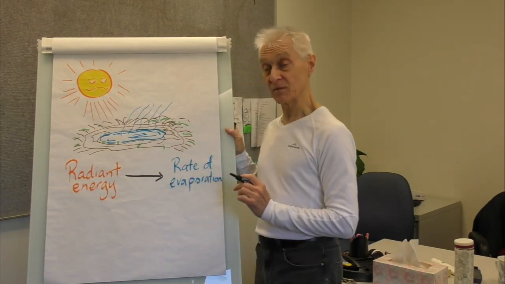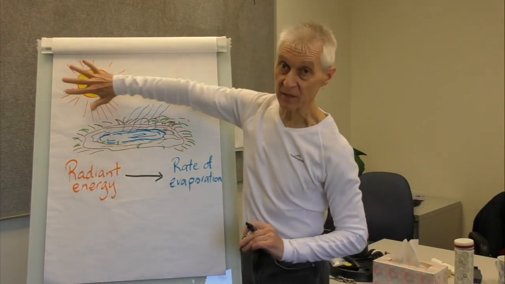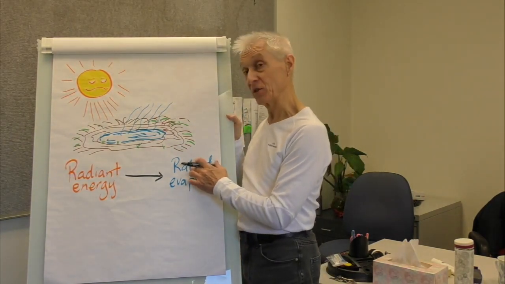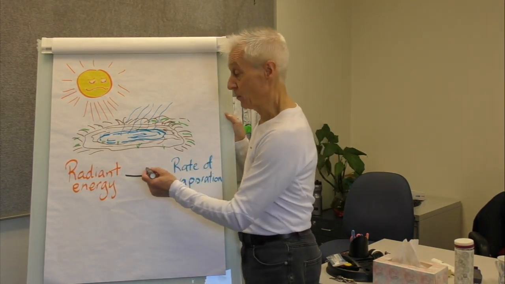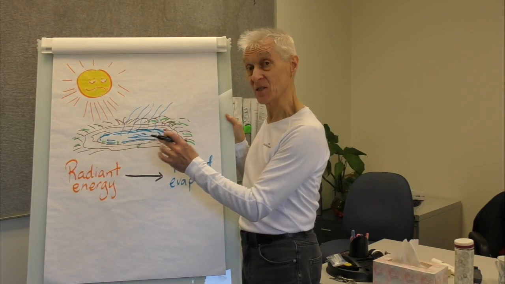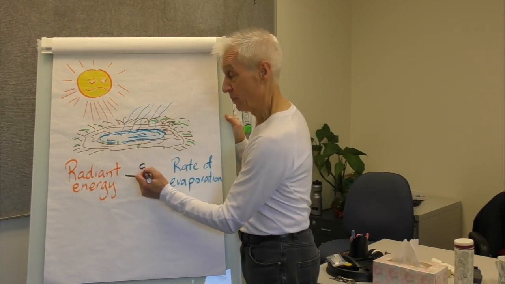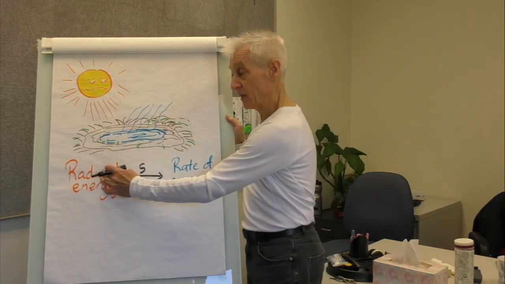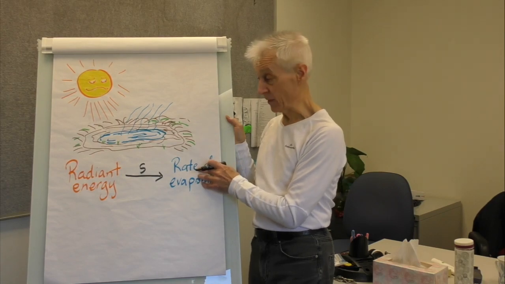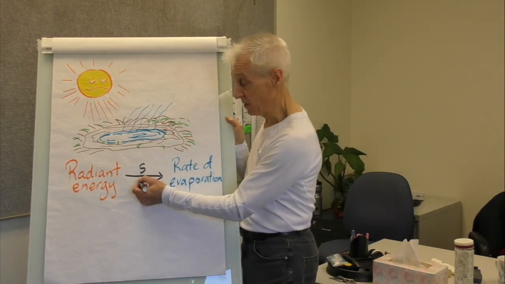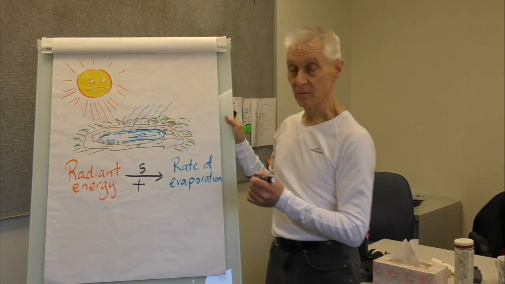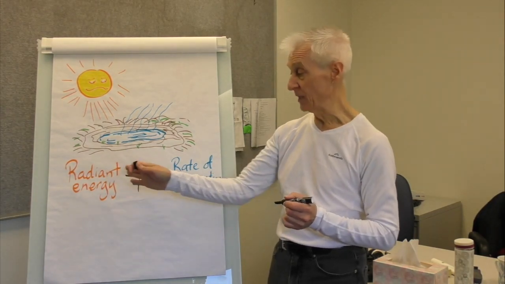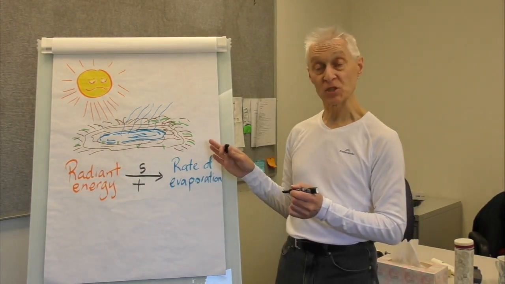The less radiant energy falling on the dam, let's suppose we get a cloudy day that comes in and covers the sun, you get a nice cool cloudy day, then the rate of evaporation will be less. So the relationship between this is a same relationship. So more of this means a greater value on this one, less radiant energy falling means less on this one. The other way of representing this, you'll remember, is a plus sign. And all that means is that the relationship of the change of this quantity is the same as the relationship of the change of this quantity.